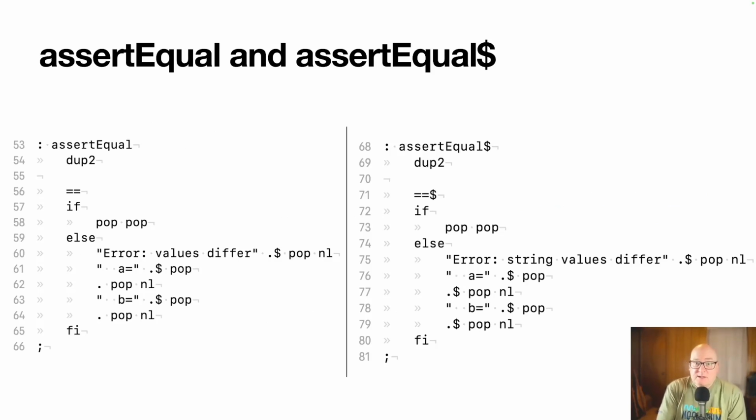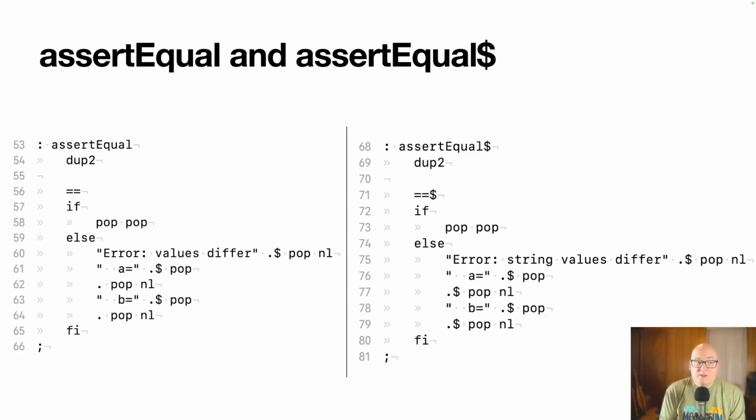Head 2 got used to implement equal string. I'm not going to show that one, but I will show assert equal and assert equal string. You can see they're very similar. The only difference is a couple of critical places where it calls the string version on the right. So line 56 on the left versus 71 on the right. 56 is working with 2 integers. The one on the right is working with 2 strings. It leaves a 1 or 0 on the stack, and we use that to decide if they matched or not. Our first thing was to do a dupe2, which duplicates the 2 numbers or 2 strings, and if it matched, we're fine.